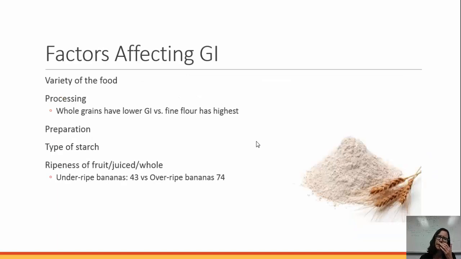Glycemic index can be tricky though, because you have certain numbers for certain foods that people use, but different factors can impact the glycemic index. So the variety of the food, the processing of the food. Fine flour has a really high glycemic index, whereas a whole grain of the same grain would have a much lower glycemic index. It depends on how we compare it or what the type of starch is. And if it's a fruit, it definitely depends on the ripeness and how it's served. Is it juiced or is it whole? One example is that underripe bananas have a glycemic index of just 43, but once they ripen, the starch turns to free sugar and they have a glycemic index of 74 at that point.